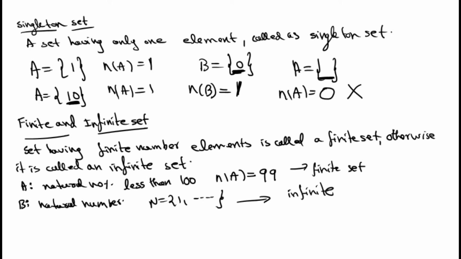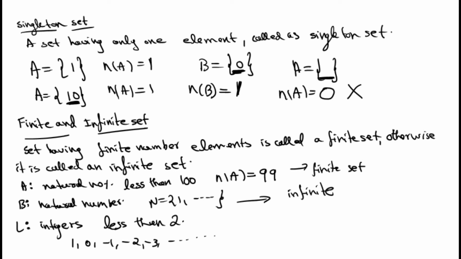Okay, in natural numbers, you can restrict the numbers. Here I'll take set C such that integers less than 2. Integers less than 2. Tell me the integers less than 2. Is it a finite set or infinite set? Integers less than 2 means you can take 1, 0, -1, -2, -3 up to where? Up to minus infinity. So this is an example of an infinite set.